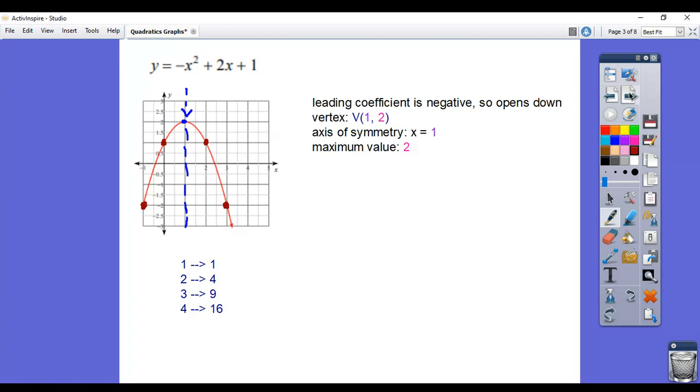Again, my leading coefficient is negative, so this parabola opens down. Once I know it opens down, I know that I'm going to have a max, okay? And that happens at the vertex. My vertex is 1, 2. So here that is. My axis of symmetry is x equals 1 because the x coordinate of my vertex is 1. My maximum value is 2 because the y coordinate of my vertex is 2.